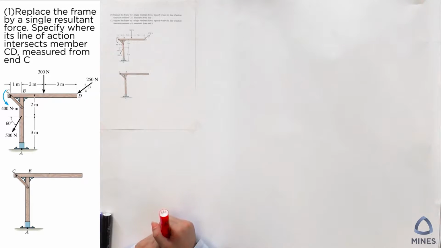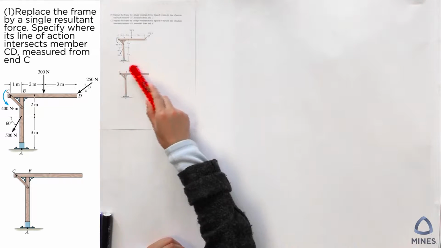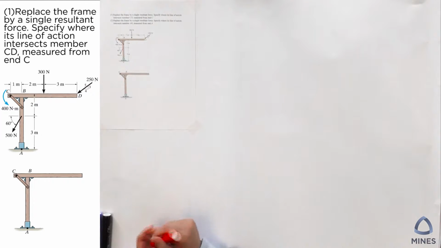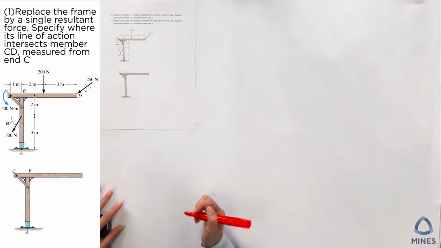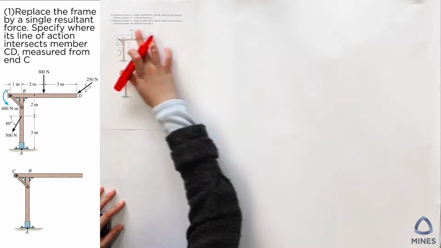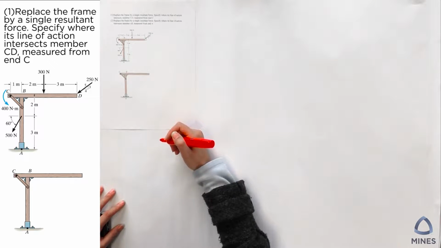So today we are going to talk about the equivalent system. What does the equivalent system mean? Here for this problem we had a lot of loads and a moment. What we are trying to do is simplify the whole system to one load and a distance. So for the first problem here, we need to simplify this with one load and measured from end C.